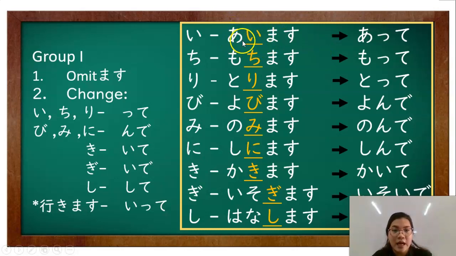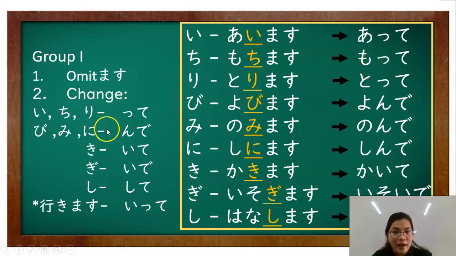The verb stem is i. You change i into chisai tsu. So that makes the word atte. Next, muchimasu. Omit the mas, change chi to chisai tsu, then te. So mochimasu becomes motte.